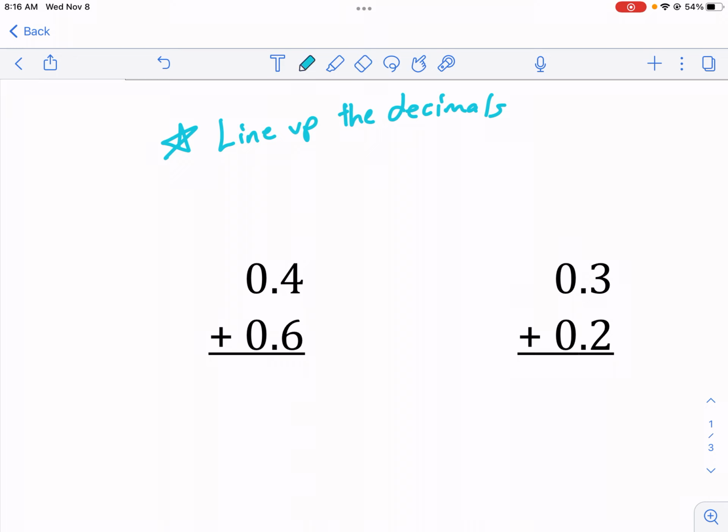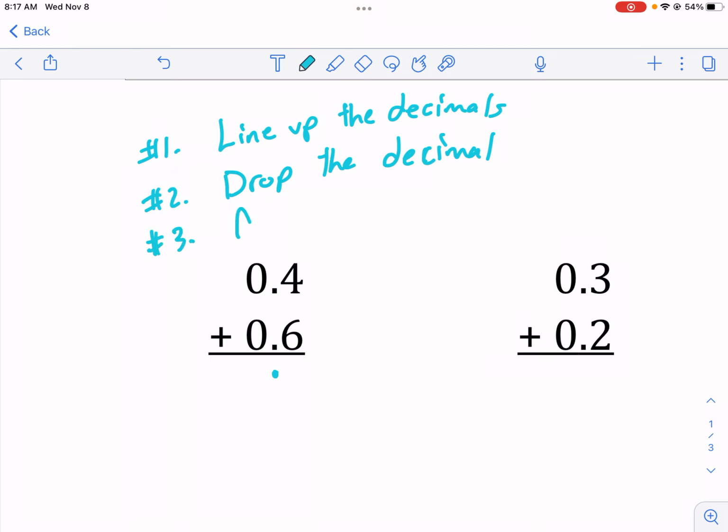And the main thing is we're just going to, we'll call that step 1. Step 1, line up the decimal. Step 2, drop the decimal. What do I mean by that? I just mean you just drop it in place. So if I have a decimal here, I'm going to just drop it right there. And now step 3 is add like normal. So add normally.